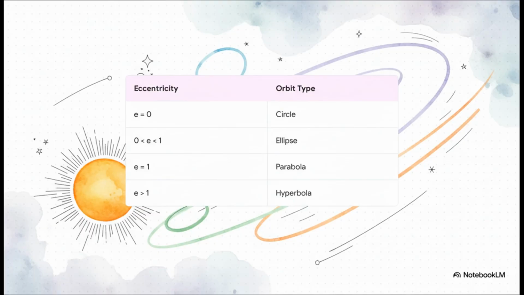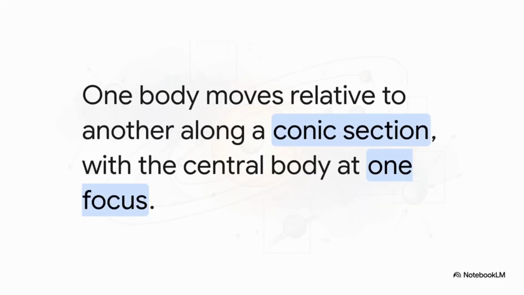If e is between 0 and 1, you get a closed orbit, an ellipse. But if e is 1 or greater, the object has enough energy to escape forever on a parabolic or hyperbolic path. So what we've really derived is a more complete, a more refined version of Kepler's first law. The orbit isn't just an ellipse, it's one of the conic sections with the central body sitting at one of the focal points. This gives us a complete description of every possible orbit under gravity.